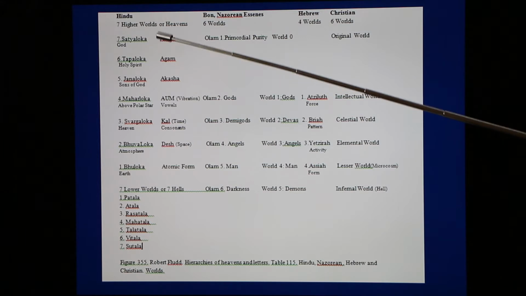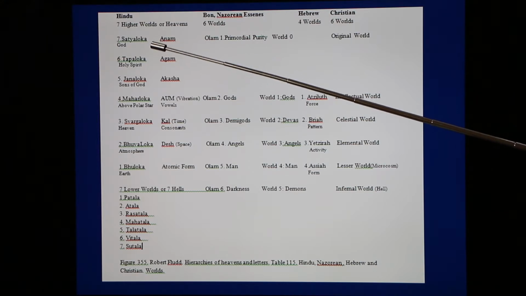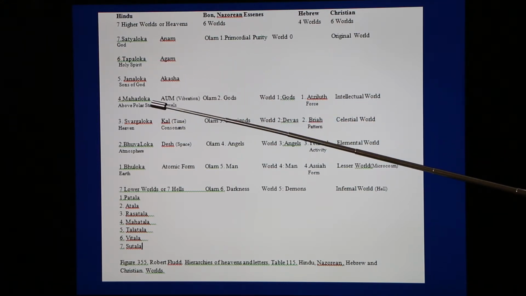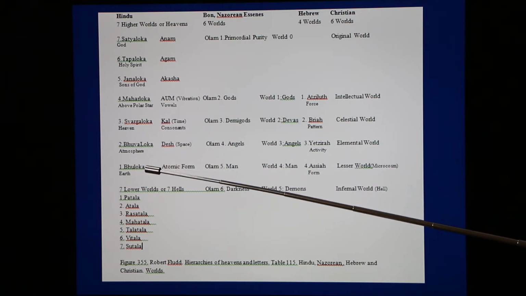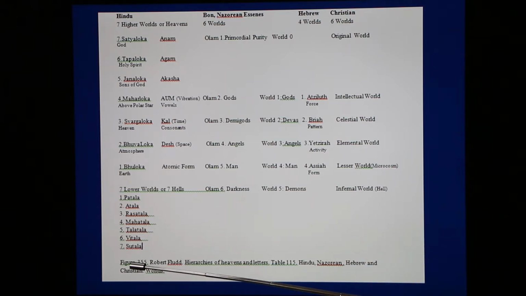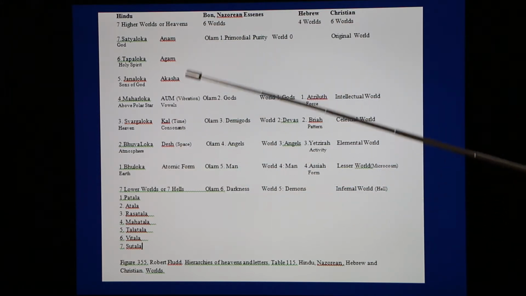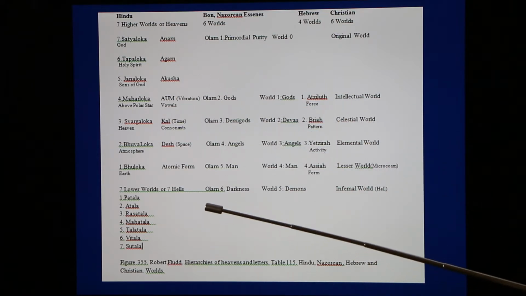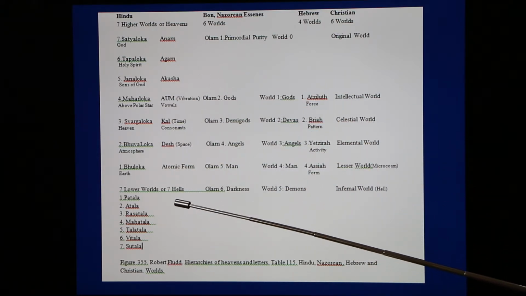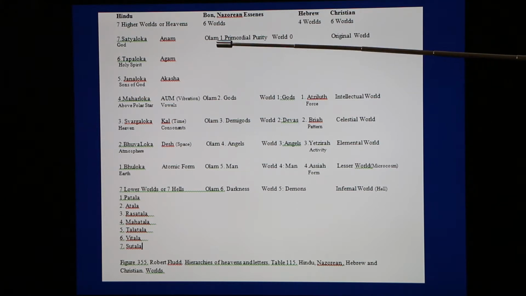So here in the Hindu system, we have 7 higher worlds, starting at the top: Satyaloka, Tapaloka, Janaloka, Maharloka, Svargaloka, Bhuvaloka, and Bhuloka. And then the 7 lower worlds, or hells: Patala, Atala, Rasatala, Mahatala, Talatala, Vitala, and Sutala. These link with descriptions, so Anam, Agam, Akasha, Aum, Kal, Desh, and atomic form. In the Bon, this becomes primordial unity.